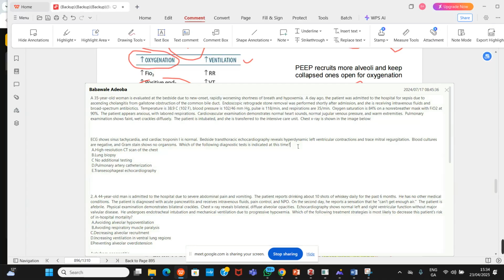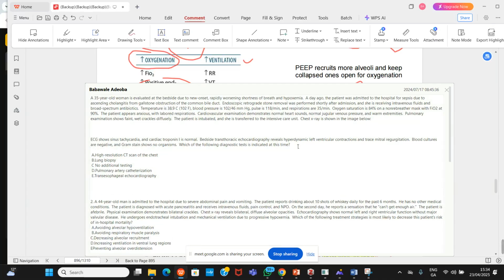No testing. Be confident in picking no testing. I can assure you there will be some situation in your exam where we have to pick do nothing. Once you know your stuff, you can confidently pick do nothing. So in this situation, no additional testing.